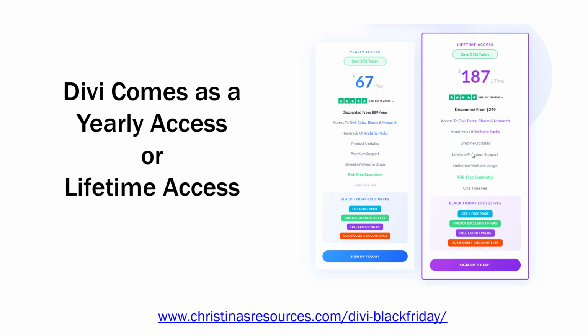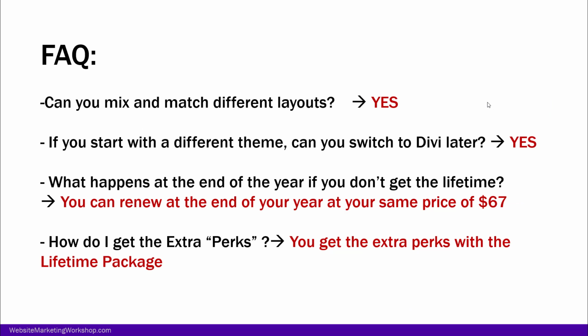So Divi comes as yearly access or lifetime. Right now it's $67 for the year, discounted from $89. So when you sign up and you purchase, you'll pay $67 a year every year. That's what I did for a while, and then I upgraded. But some people just go straight to I want the lifetime, because if you have it for 3 years, it's totally worth it.